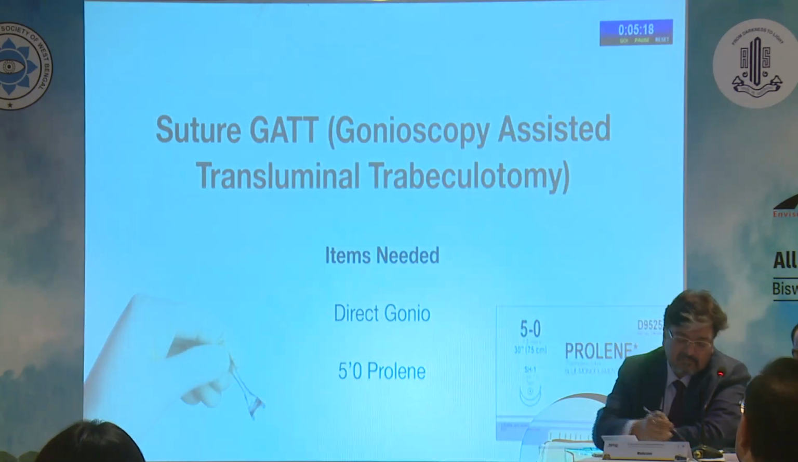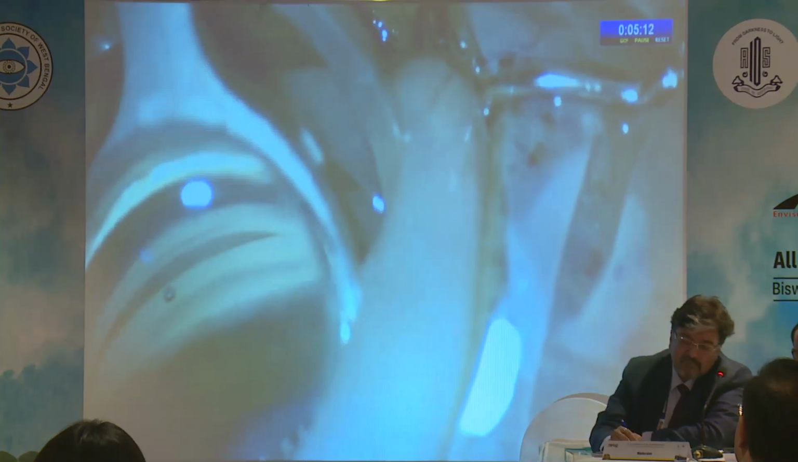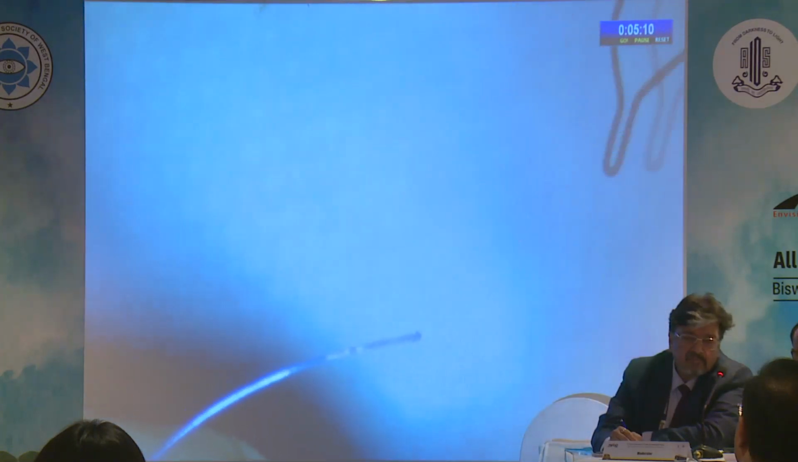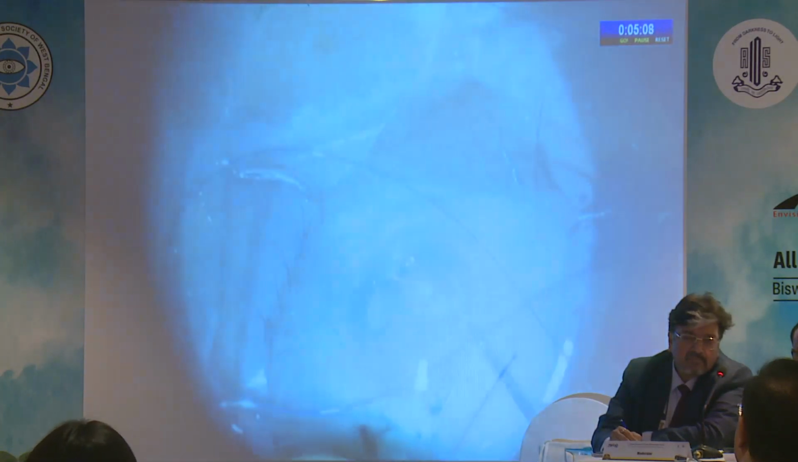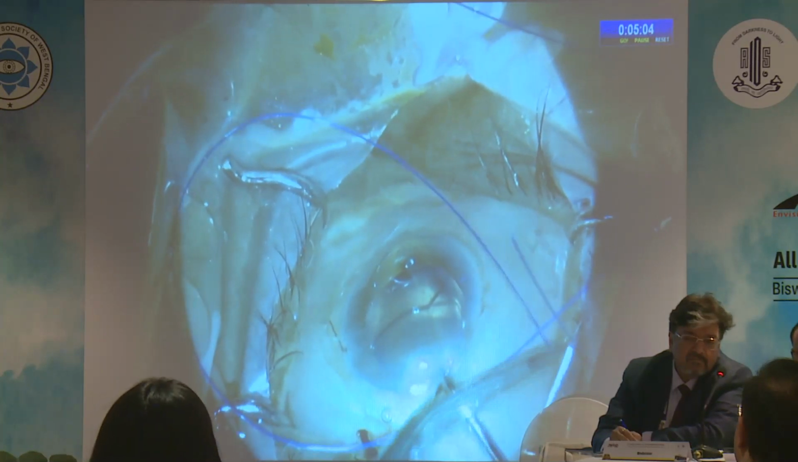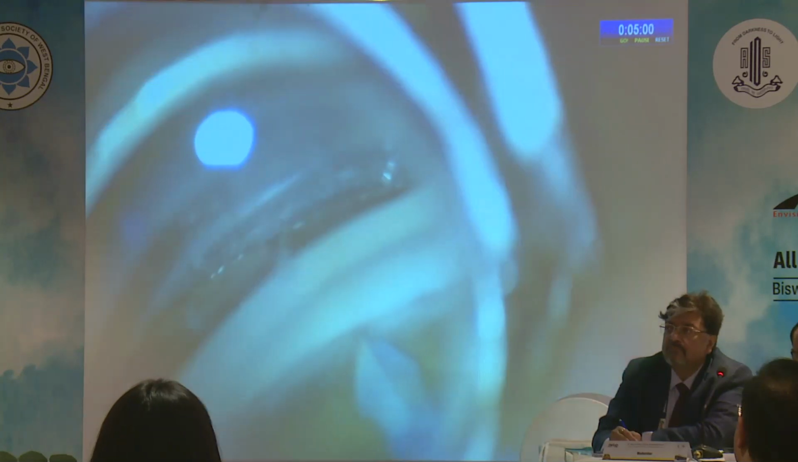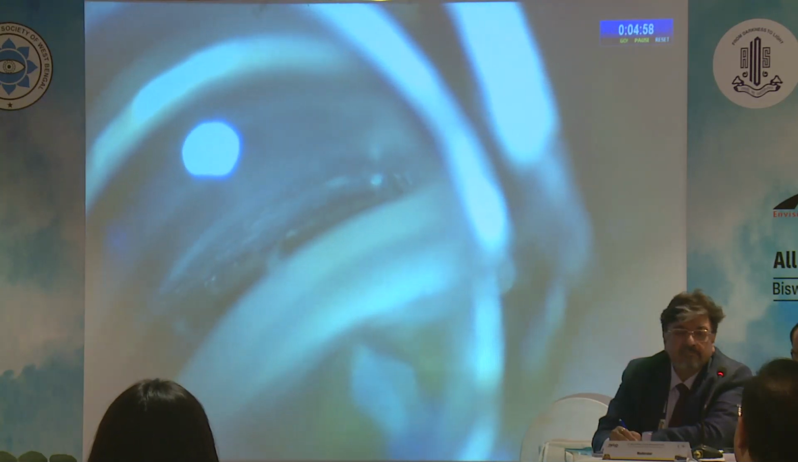Gonioscopy-assisted transluminal trabeculotomy, GATT. Items needed are direct gonio and 5-0 Prolene suture. An adequate-sized mushroom tip is made using low-temperature dry cautery with a 5-0 Prolene suture. After measuring the required length, the suture is cut and introduced into the anterior chamber with the blunt end mushroom tip. With an MVR knife, an opening is made in the trabecular meshwork.